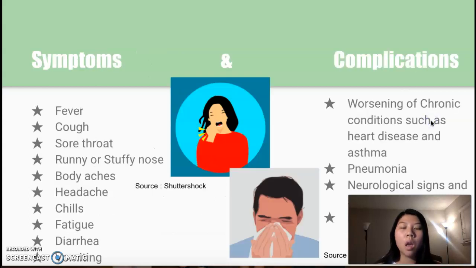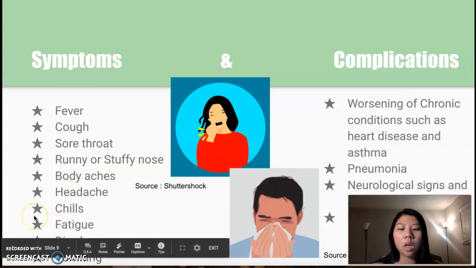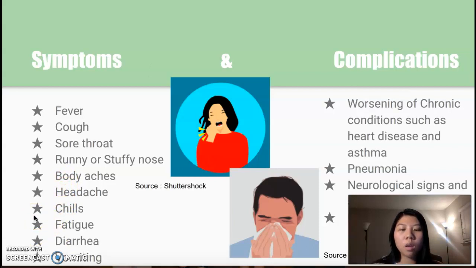So some symptoms, these are typical flu-like symptoms: the fever, cough, sore throat, runny or stuffy nose, body aches, headaches, chills, fatigue, and the ones that are not common to the regular seasonal flu would be diarrhea and vomiting, which is something that came about through the H1N1 virus. It started showing up more as a symptom. So that is something that distinguishes the H1N1 virus from the regular seasonal flu.